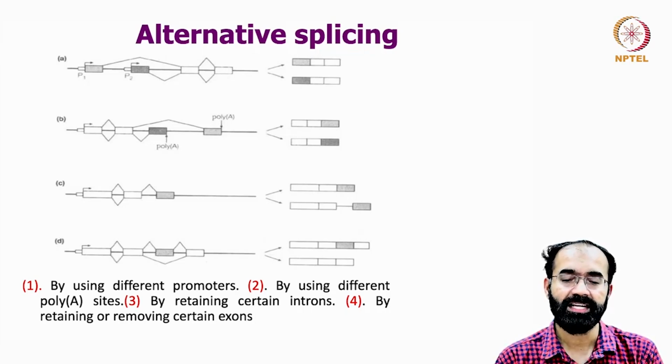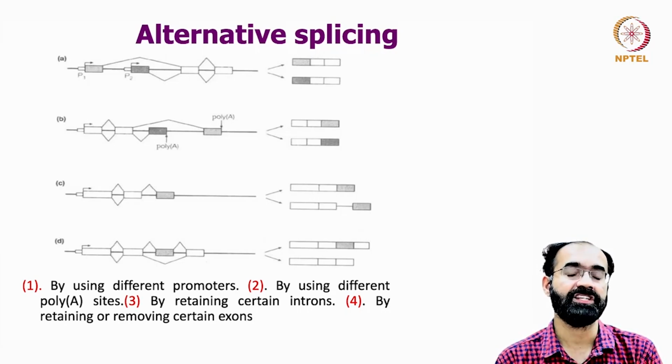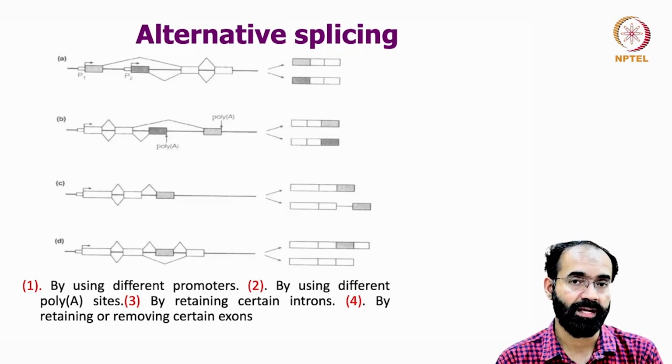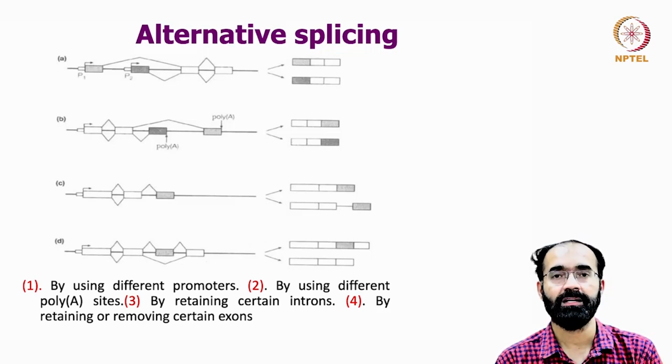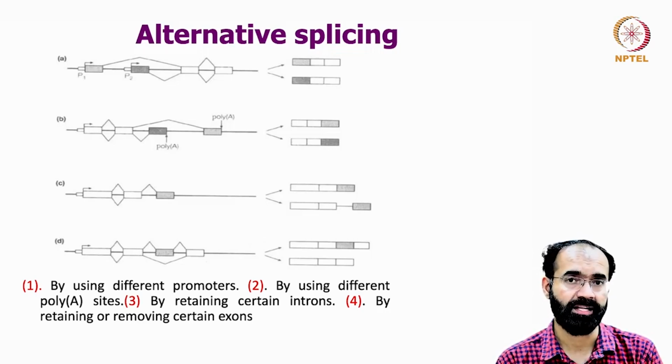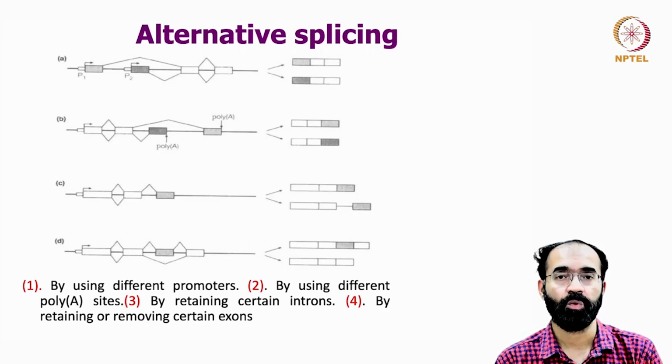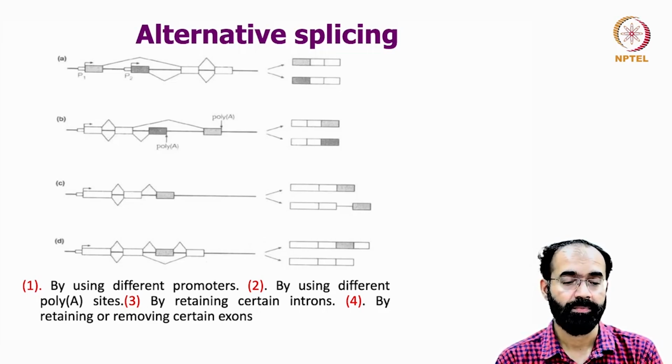So in the first case, alternative use of the promoter, you had diversity in the beginning part of the RNA, which will in turn bring a change in the beginning part, that is the N terminal, of a protein. Whereas in the second case, you will have variation in the end part of the mRNA, hence you will have variation in the C terminal part of a protein. The C terminus of a protein will be different.